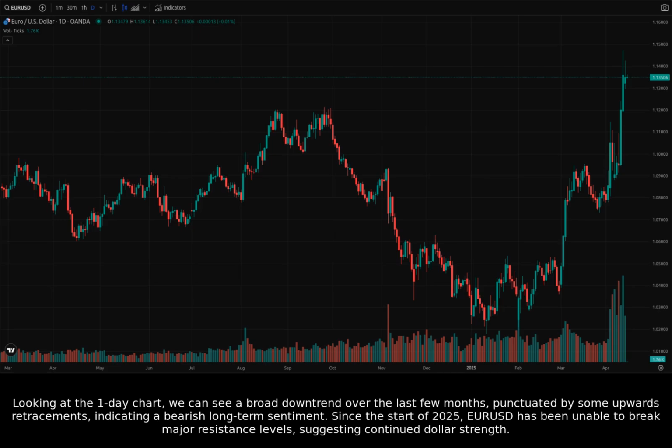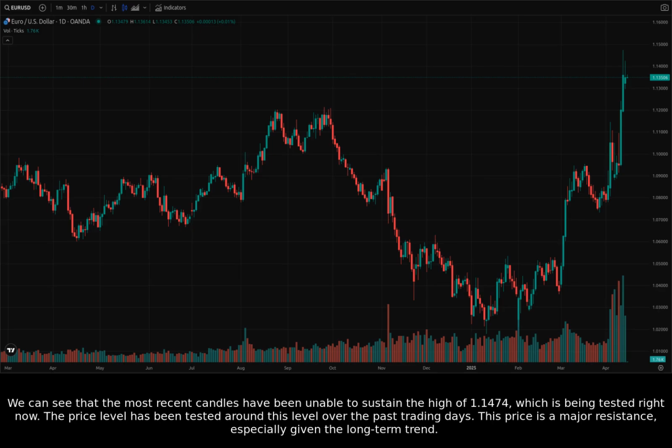Looking at the one-day chart, we can see a broad downtrend over the last few months, punctuated by some upwards retracements, indicating a bearish long-term sentiment. Since the start of 2025, EURUSD has been unable to break major resistance levels, suggesting continued dollar strength.